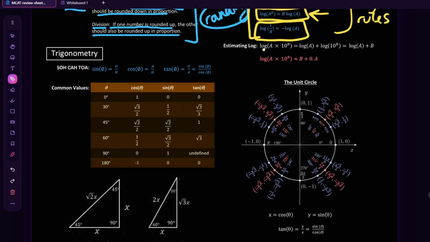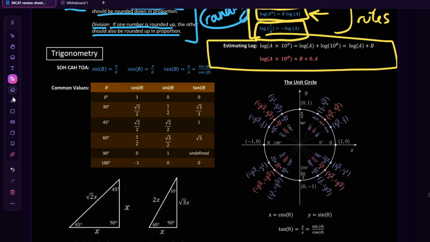This is another thing. Log a times 10 to b is equal to log a plus log 10 to b. And then from there, you can add them up together: log a plus b. So do practice questions for estimating log, and you should be good.